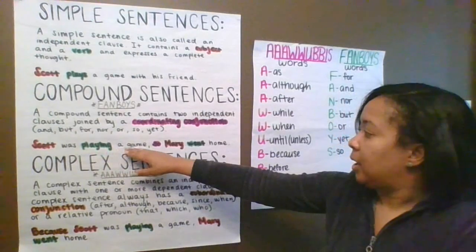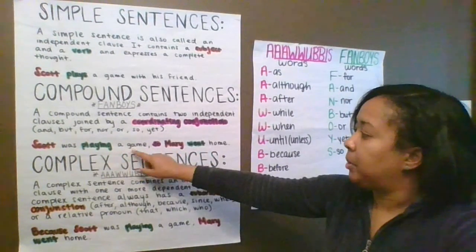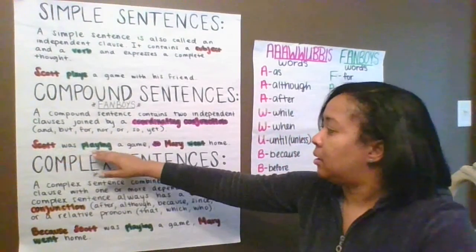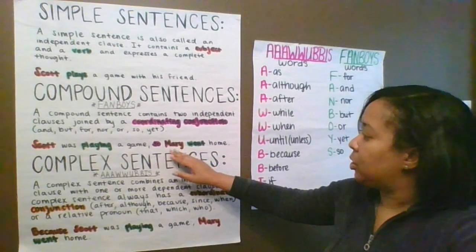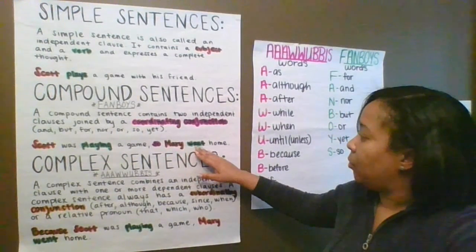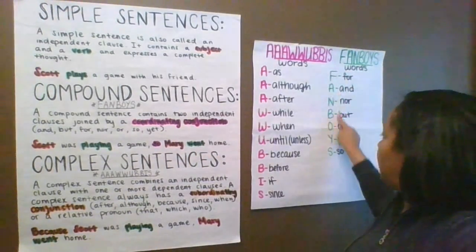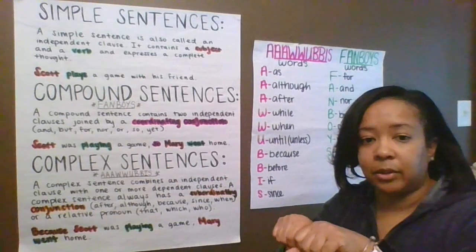Scott was playing a game, so Mary went home. Scott was playing a game is your first sentence. It has a subject and a predicate. Mary went home. Mary is your subject. Went is your predicate. So is your fanboy word. That's the word that's gluing those two together.